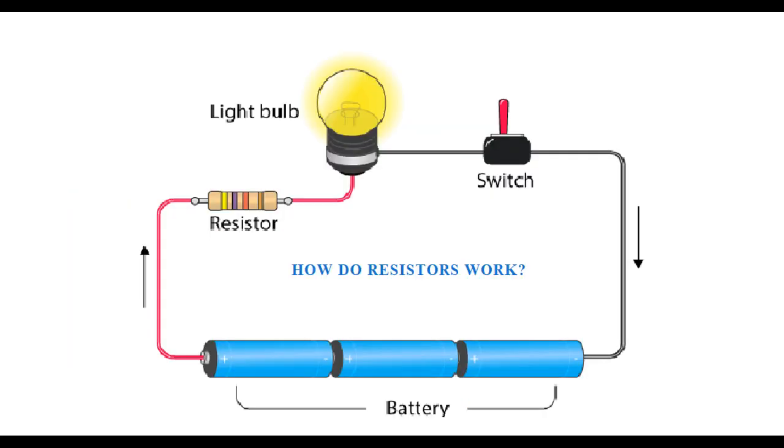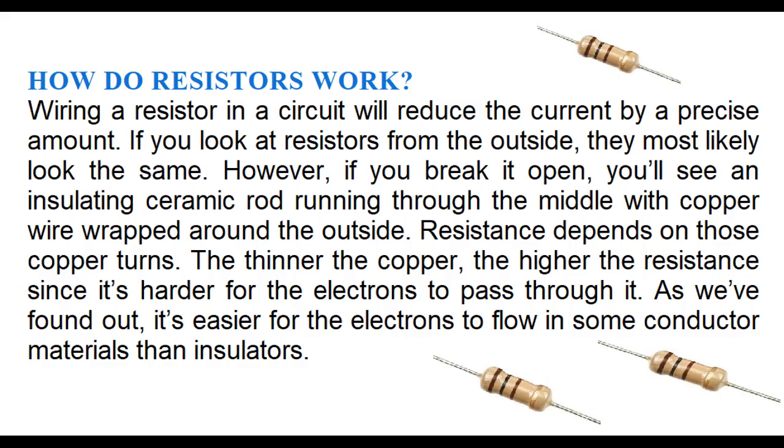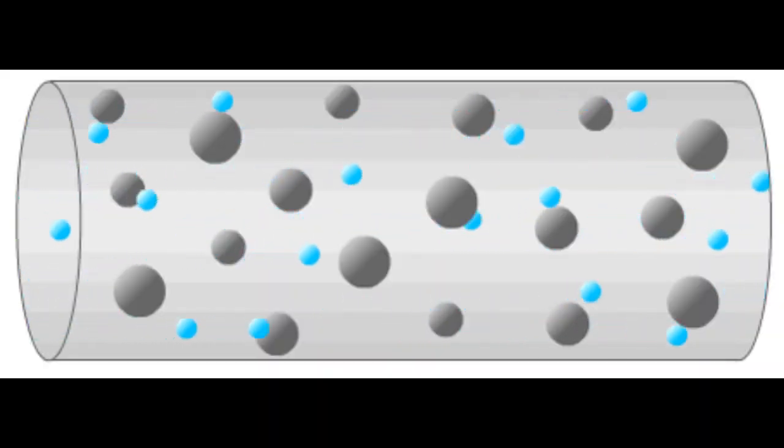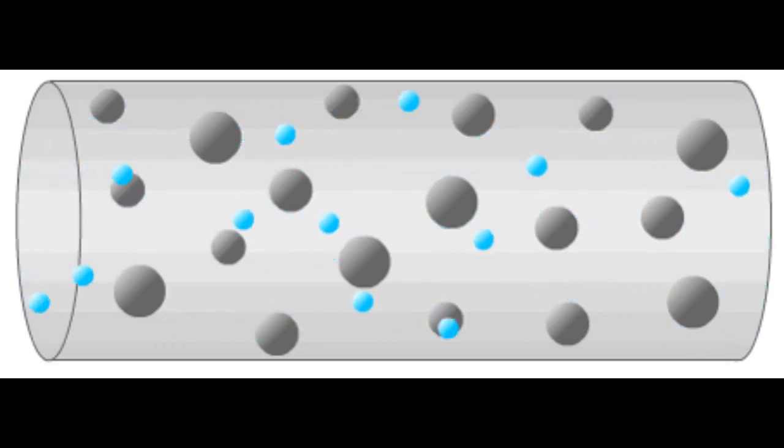How do resistors work? Wiring a resistor in a circuit will reduce the current by a precise amount. If you look at resistors from the outside, they most likely look the same. However, if you break it open, you'll see an insulating ceramic rod running through the middle with copper wire wrapped around the outside. Resistance depends on those copper turns. The thinner the copper, the higher the resistance, since it's harder for the electrons to pass through it. As we've found out, it's easier for the electrons to flow in some conductor materials than insulators.